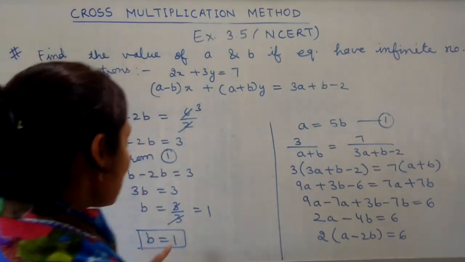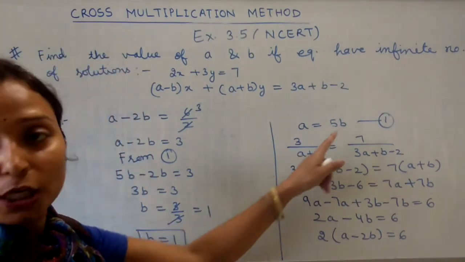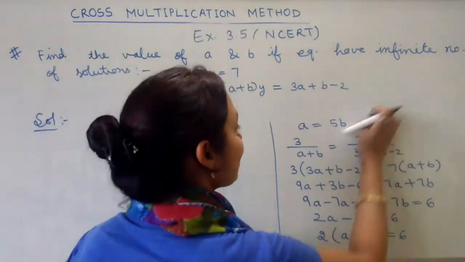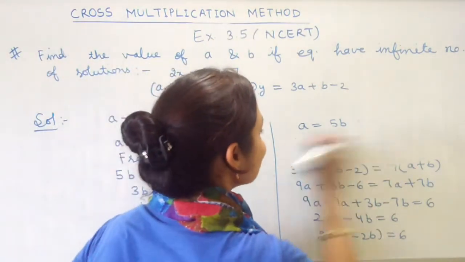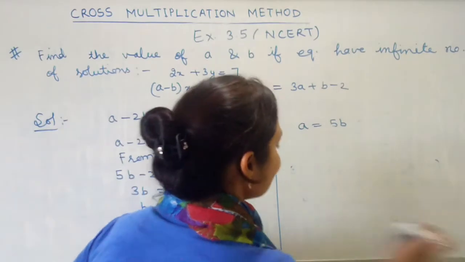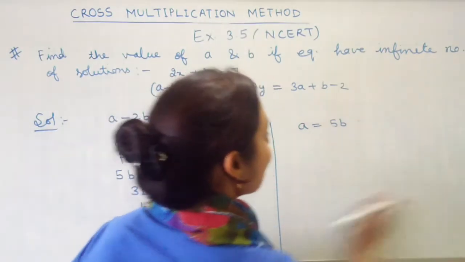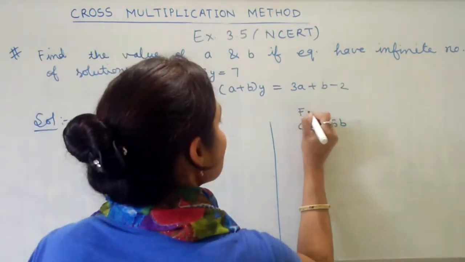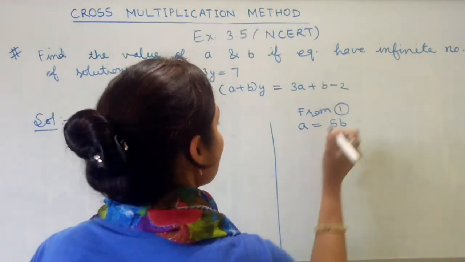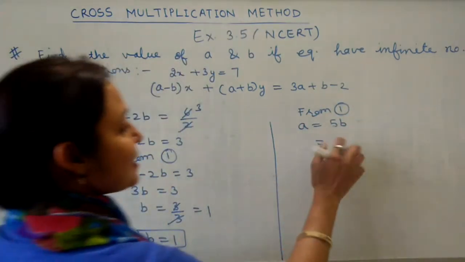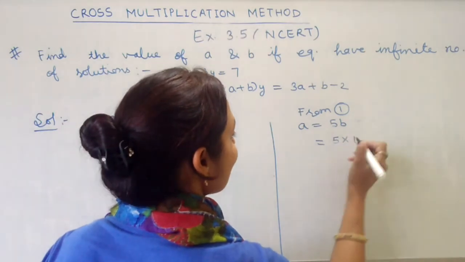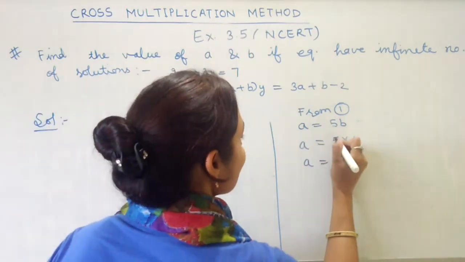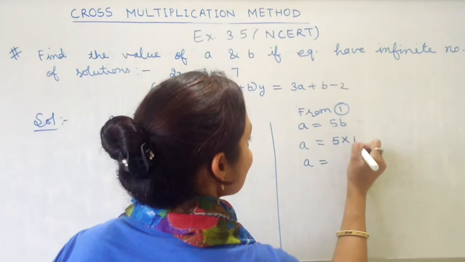Now I will substitute the value of b in the first equation. How can we find the second value? From equation number 1, put the value of b is equal to 1: a is equal to 5 into 1, that is 5.